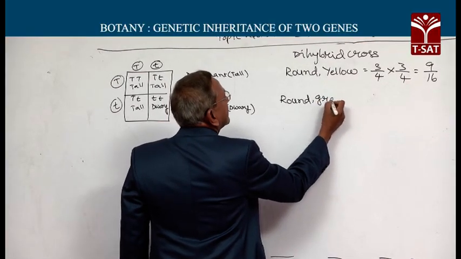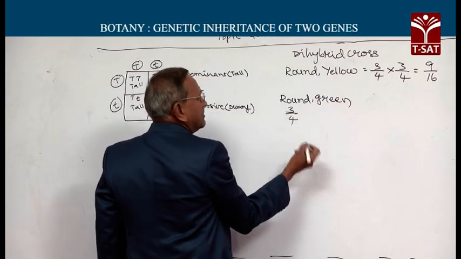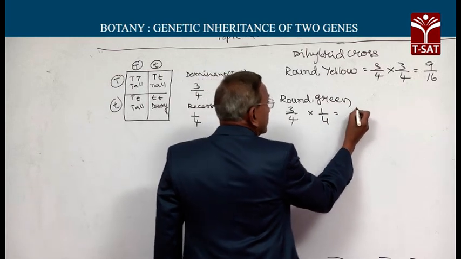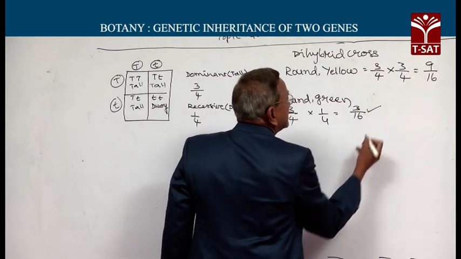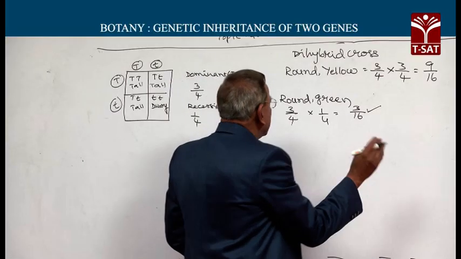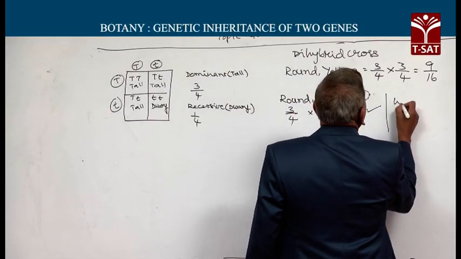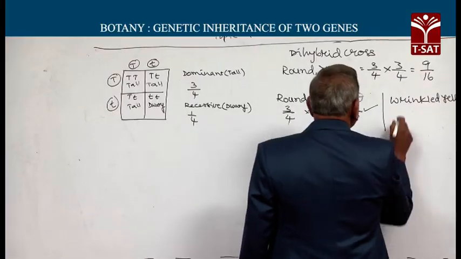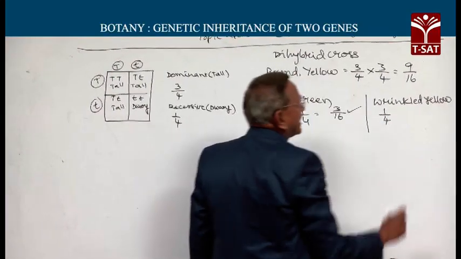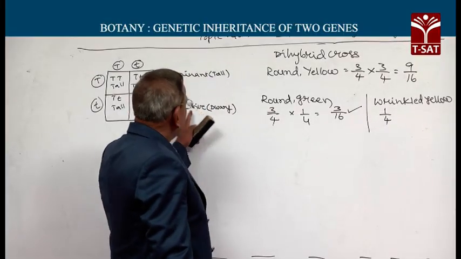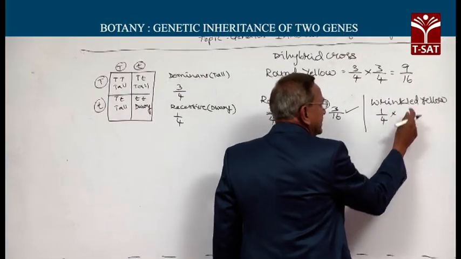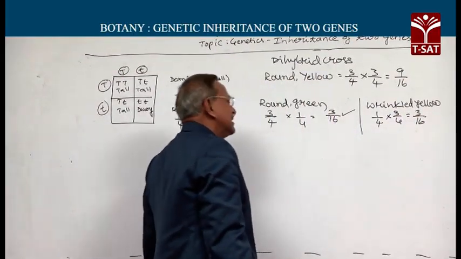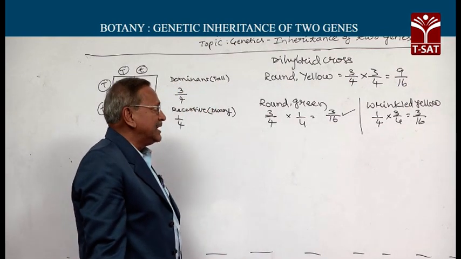Now let us consider the character round and green. Round is dominant, so 3/4, and green color is recessive, so this is 1/4. We obtain a fraction of 3/16 only. Let us consider another character. Let us go for wrinkled yellow. The wrinkled condition is recessive, so the fraction must be 1/4, and yellow color is dominant, so our fraction must be 3/4. So again we obtain a fraction of 3/16, or out of 16 progeny, 3 will be like this.